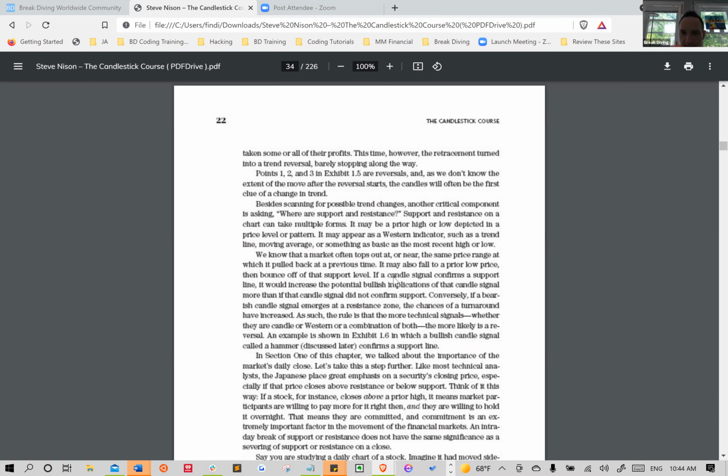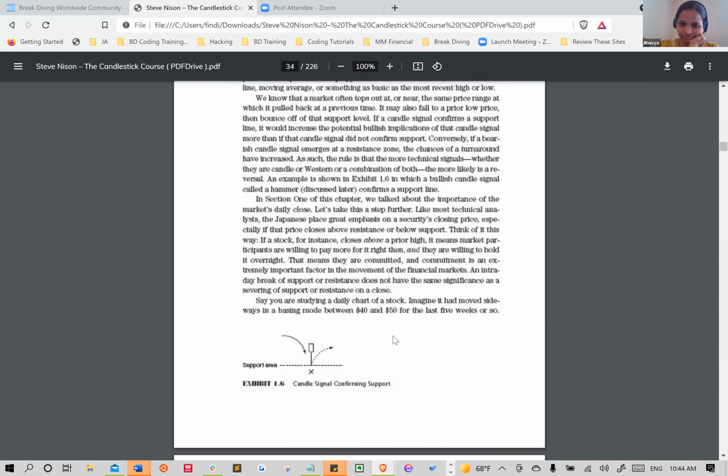Let me read that again. If a candle signal confirms a support line, it would increase the potential bullish implications of that candle more than if the candle signal did not confirm support. Conversely, if a bearish candle signal emerges at a resistance zone, chances of a turnaround have increased. As such, the rule is that the more technical signals, whether candle, Western, or a combination, the more likely there's going to be a reversal. So example 1.6 is one in which a bullish candle signal called a hammer, discussed later, confirms a support line.